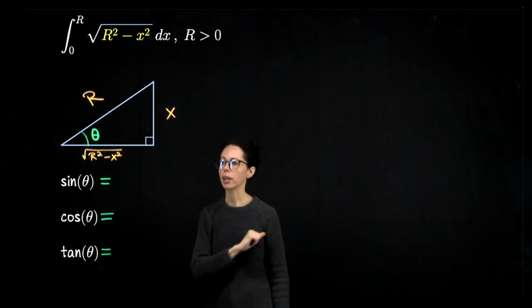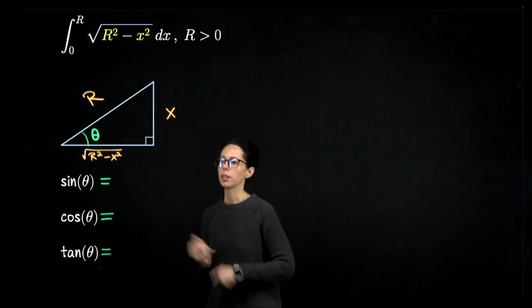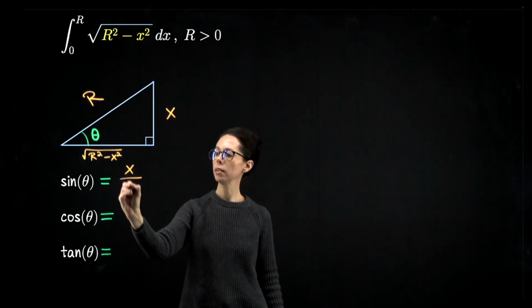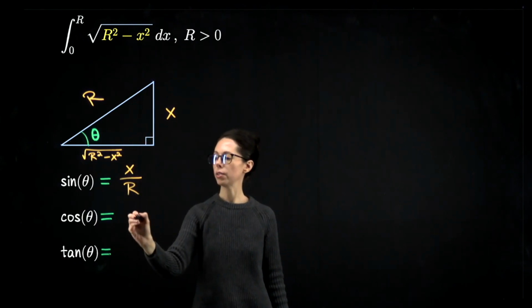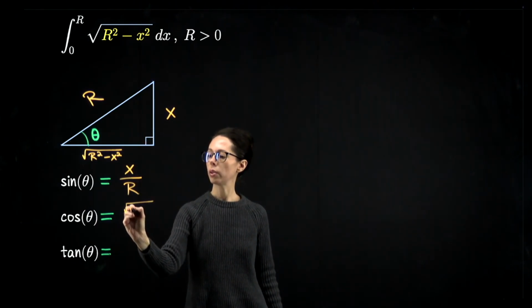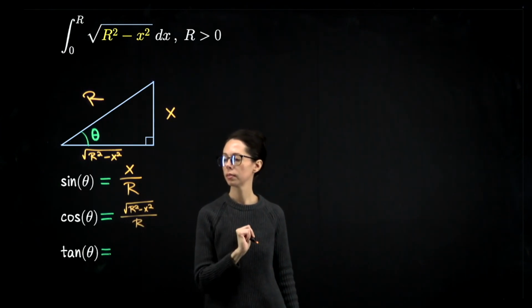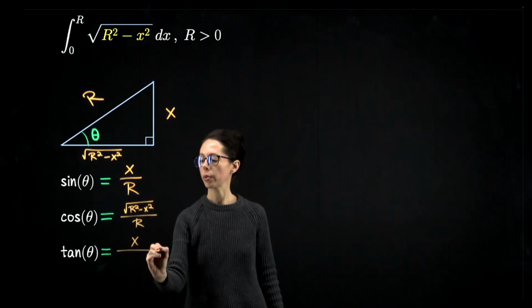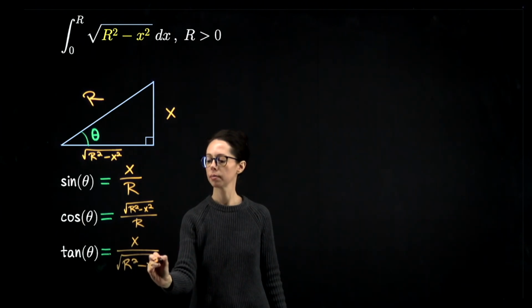Okay, so next we just do our sine, cosine, tangent ratios. Sine is opposite over hypotenuse, so we have x over r. Cosine is adjacent over hypotenuse, so we have the square root of r squared minus x squared over r. And then tangent is x over that square root expression, so x over the square root of r squared minus x squared.